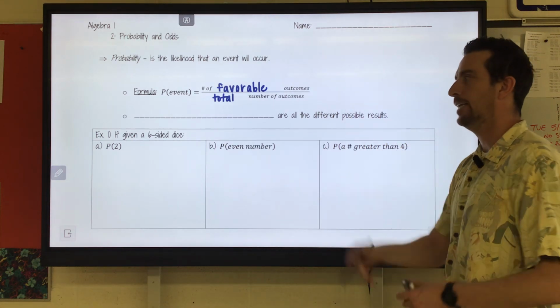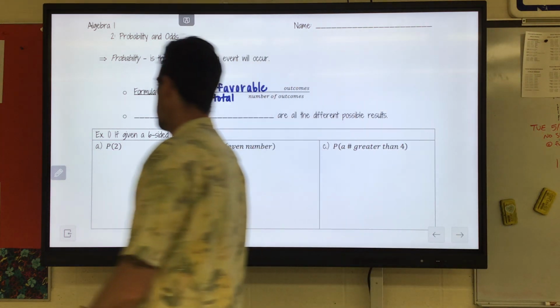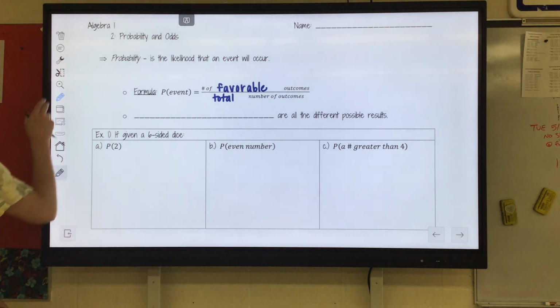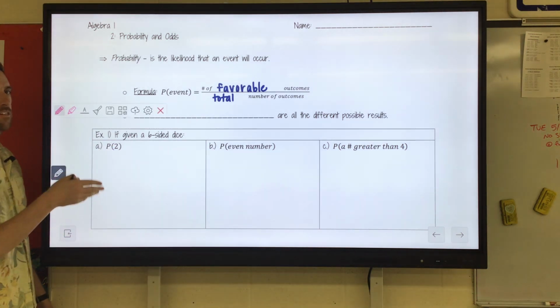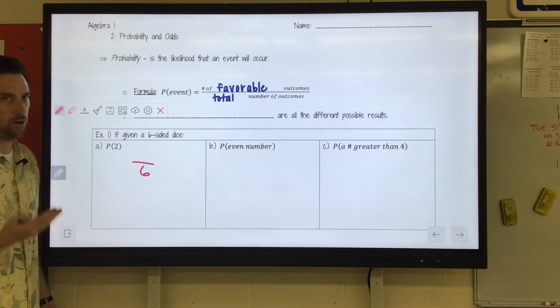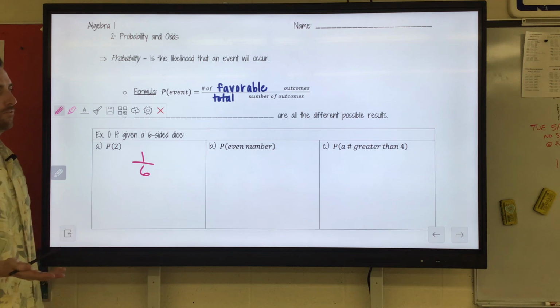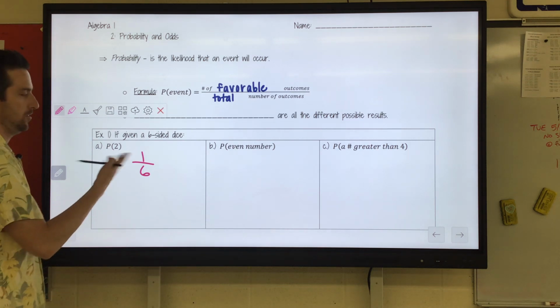Oh, here we go. I didn't even realize that was the first problem here. So if we are given a 6-sided die, it says P of 2. That means what's the probability of rolling a 2? So out of the 6 sides, how many of them are exactly a 2? 1 out of 6. And then you simplify it if you can, which you can't.